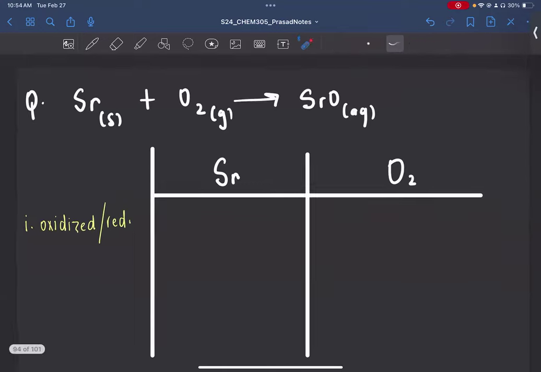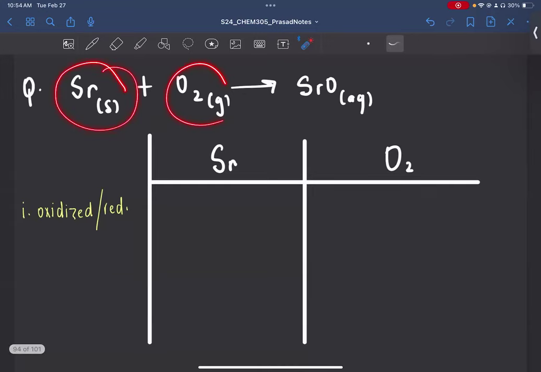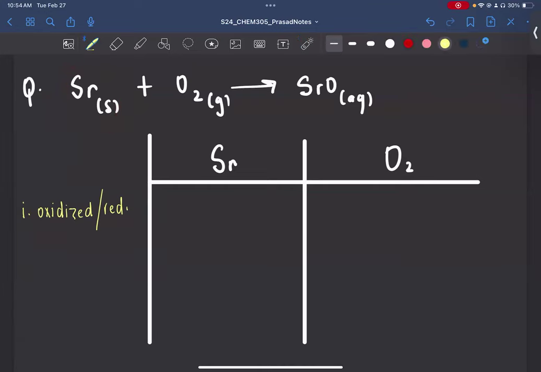Looking at the molecules, we see here that on the left-hand side, we have elements. Looking at the periodic table, Sr as in strontium, it is naturally a metal, it is a solid, this is its reference state, it has a charge of zero. Next up, oxygen. Oxygen is one of those diatomic elements I've taught you, that is, it exists as O2, not O. O2 as a gas is its naturally occurring form, zero.